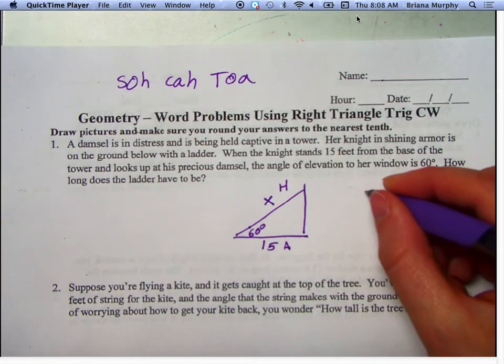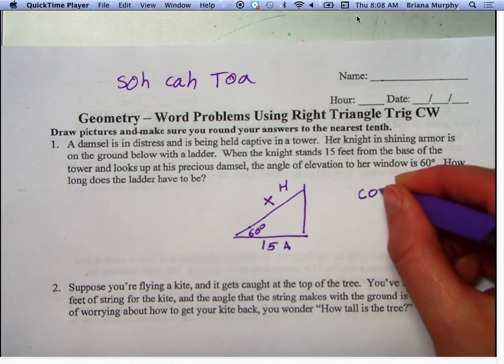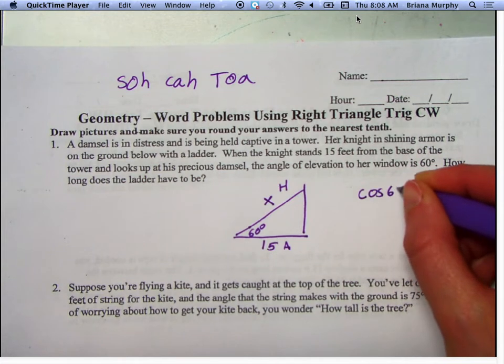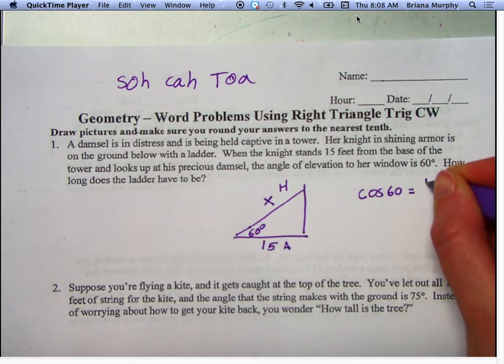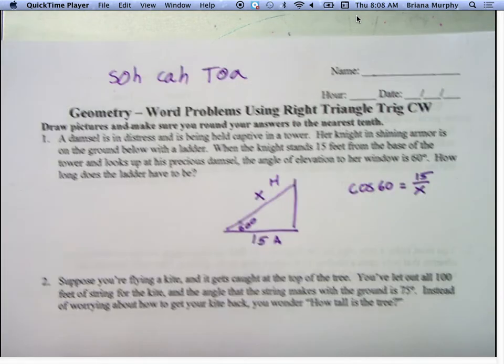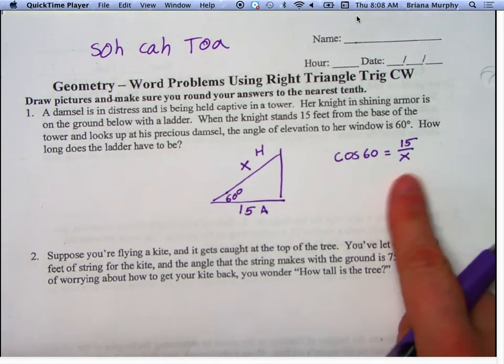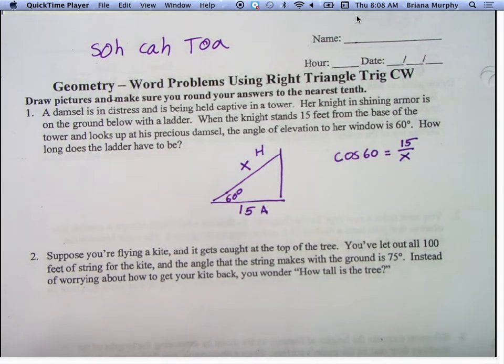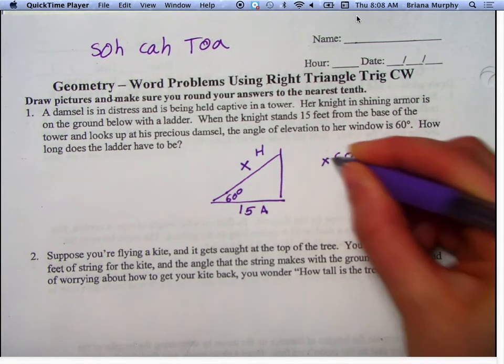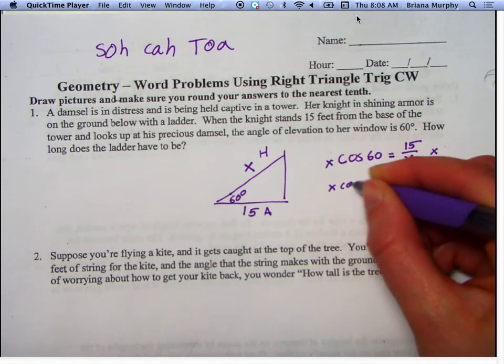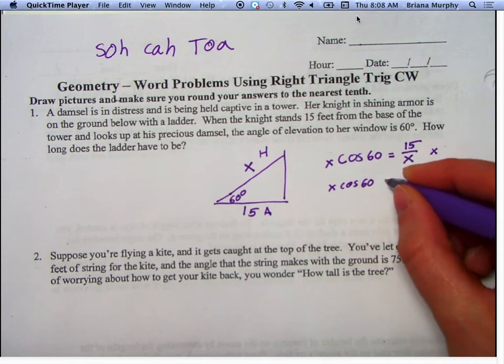Cosine. So I'm going to go cosine of 60 degrees equals adjacent over hypotenuse. Now these are the newer ones where we have the x on the bottom. What do we do, guys? You want to walk me through this one? Times both sides by x. Good. So I get x cosine 60 equals 15.